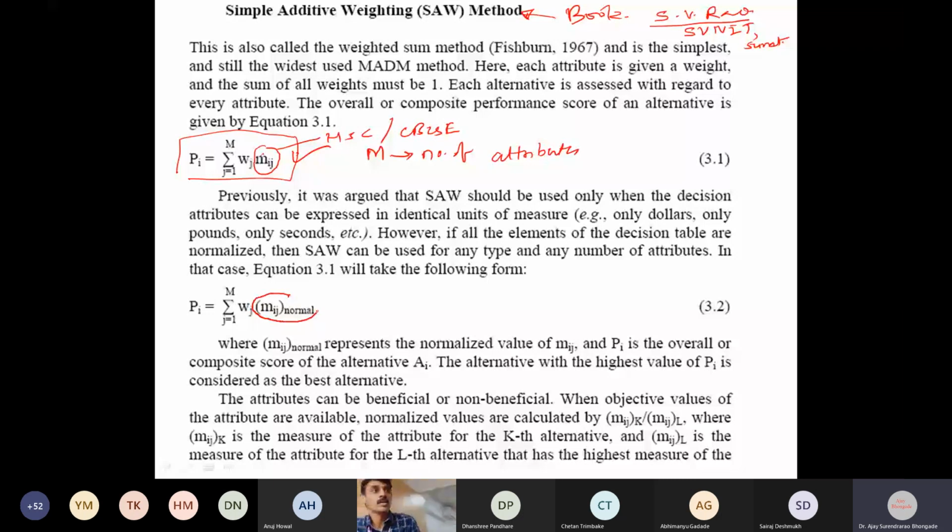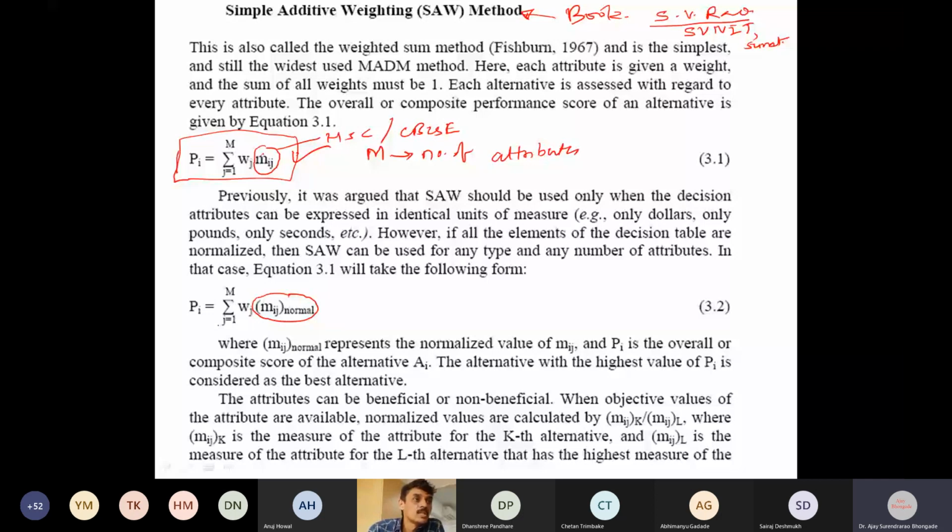This is the total composite score of that particular alternative, that is Pi. Likewise, we can work out the composite scores of all the alternatives available.